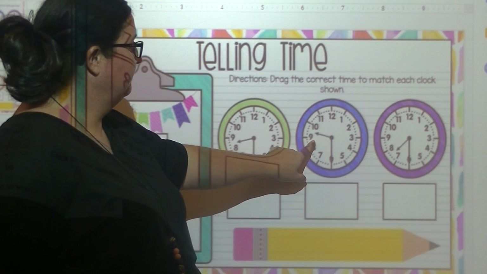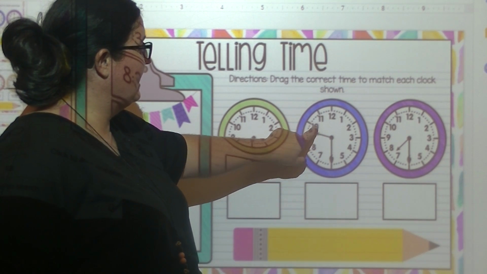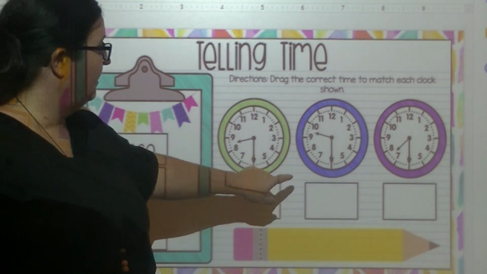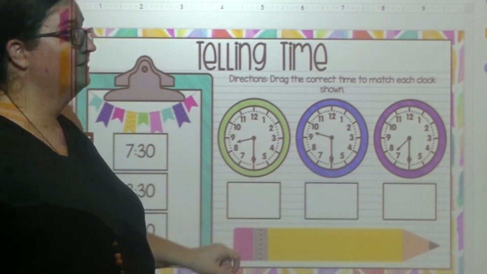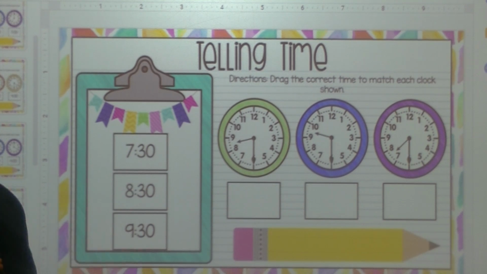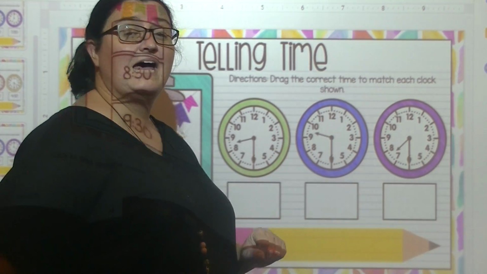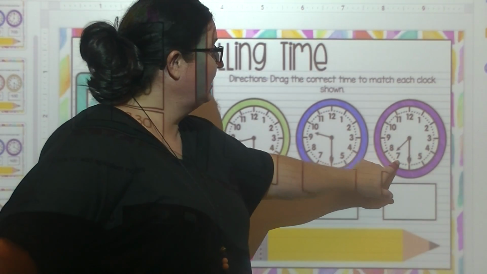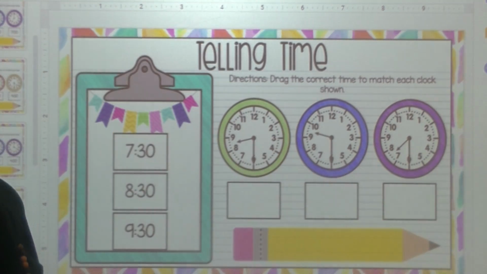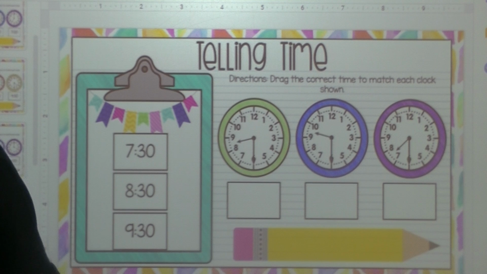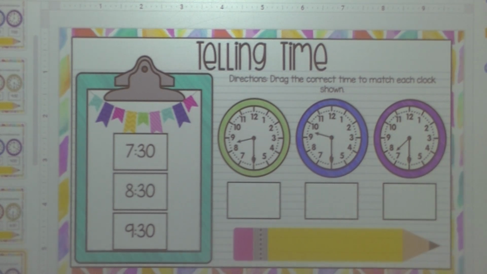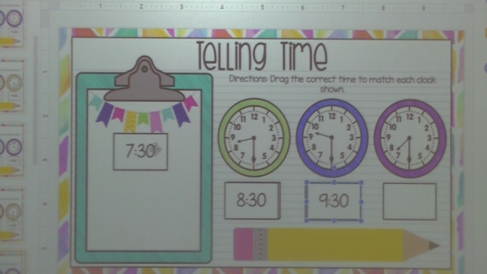Let's look at this one. My hour hand is between the 9 and the 10. I back up. My answer is 9:30. Let's look at this one. My hand is between the 7 and the 8. I back it up. 7:30. So one more time. 8:30. 9:30. 7:30.